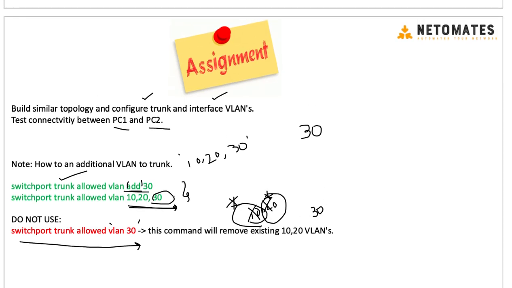That's all for today's class. If you want to add VLAN 30, you can take a PC3 and put it in a different network, add VLAN 30 in the trunk, create a VLAN interface for VLAN 30, and test the connectivity between PC1, 2 and 3.